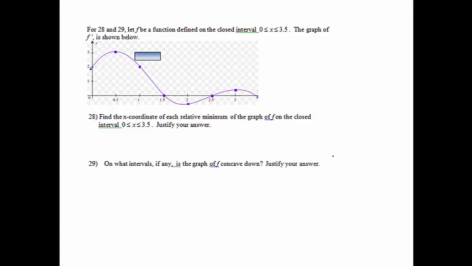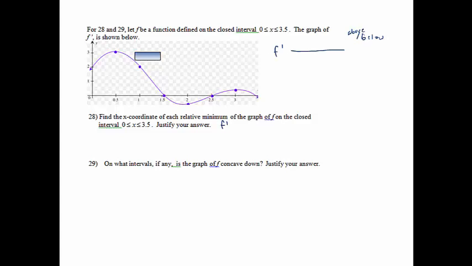Okay, for 28 and 29, let f be a function defined on the closed interval 0 to 3.5. The graph of f prime is shown below. 28, find the x-coordinate of each relative minimum of the graph of f on the closed interval from 0 to 3.5 and justify your answer. So if we want to find minimums, we're looking for f prime. So we're going to make an f prime chart. Since this is a picture of f prime, we will be looking above and below.